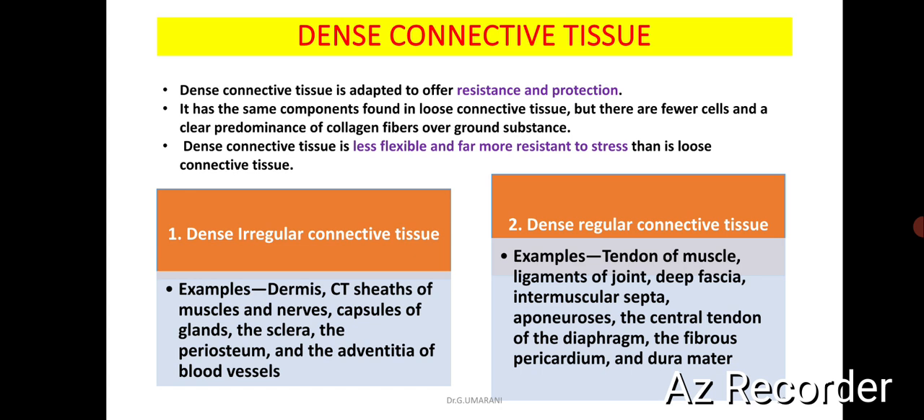Number 2 is the dense regular connective tissue. Dense irregular connective tissue we can see in the dermis, connective tissue sheets of the muscles, nerves, capsules of the glands, sclera, periosteum and adventitia of the blood vessels. Whereas dense regular connective tissue we can see under the tendon of the muscles, ligaments of the joint, deep fascia, intermuscular septum, aponeurosis, central tendon of the diaphragm, the fibrous pericardium and dura mater.